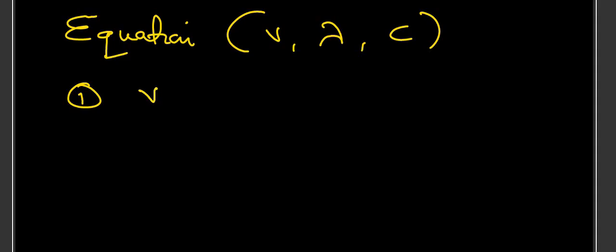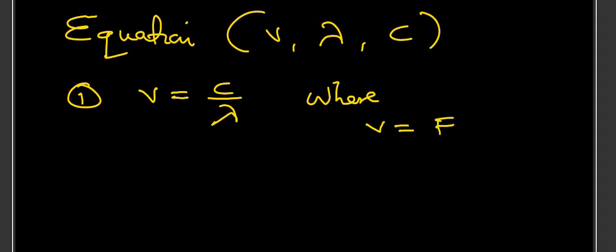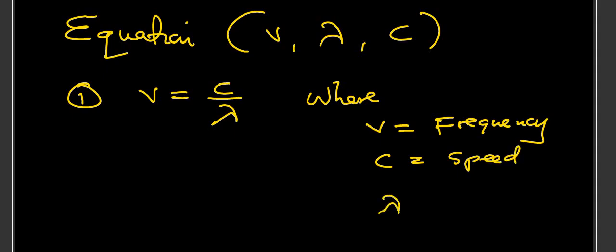So the equation is: V is equal to the speed of light over lambda. This is the only topic where V means frequency, not velocity. C is the speed of light, a constant that is always given to you. Lambda is our wavelength, which is supposed to be in meters all the time. This is the first equation we ever learn under atomic structure.